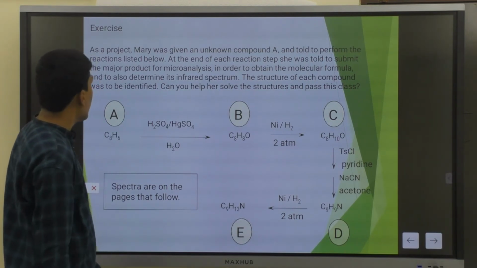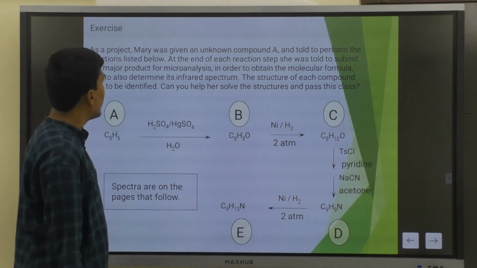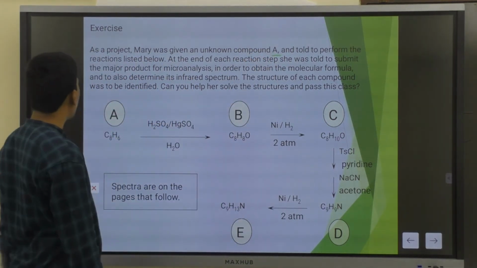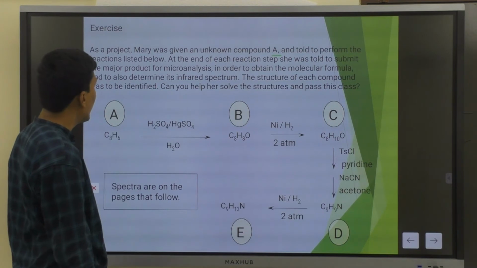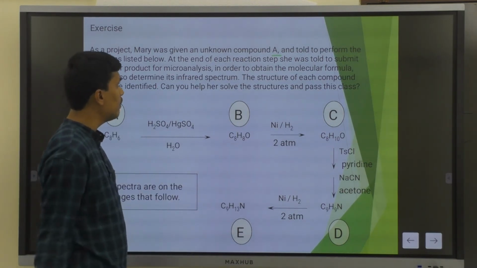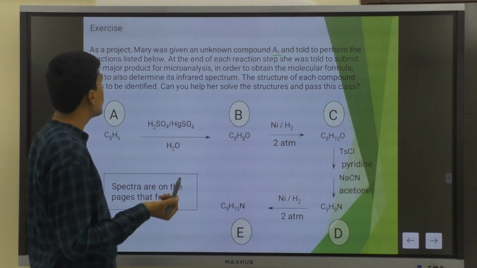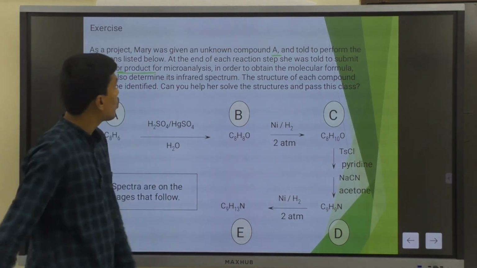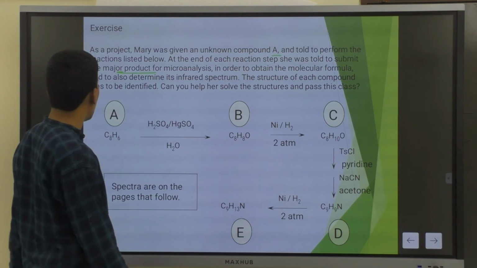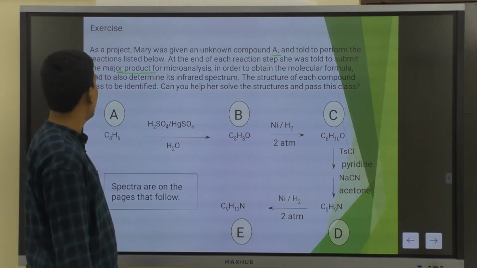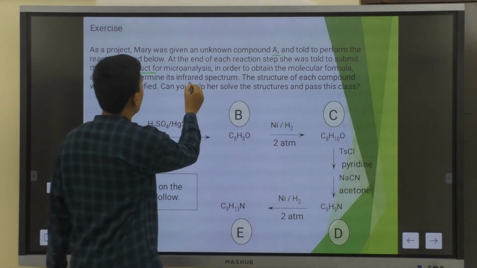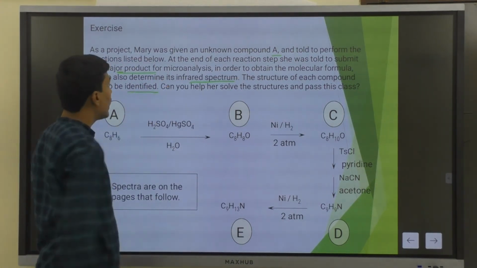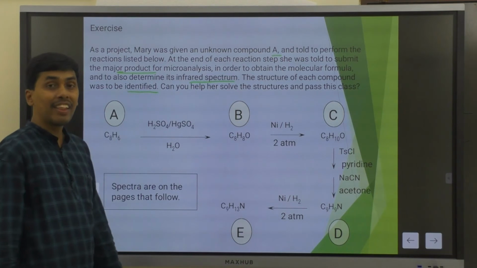As a project, Mary was given an unknown compound A, and told to perform the reactions listed below. At the end of each reaction step, she was told to submit the major product for microanalysis, in order to obtain the molecular formula and also determine its infrared spectrum. The structure of each compound was to be identified. Can you help us solve the structures and pass this class?